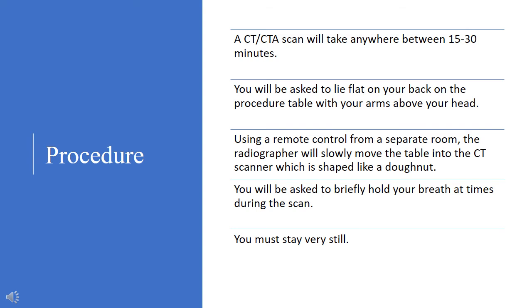You will be asked to lay flat on your back with your arms stretched above your head. Using remote control from a separate room, the radiographer will slowly move the table into the CT scanner, which is shaped like a donut. You may have to hold your breath briefly at times during the scan, and you must also stay very still.